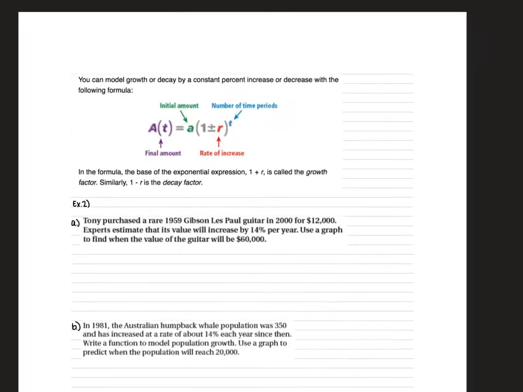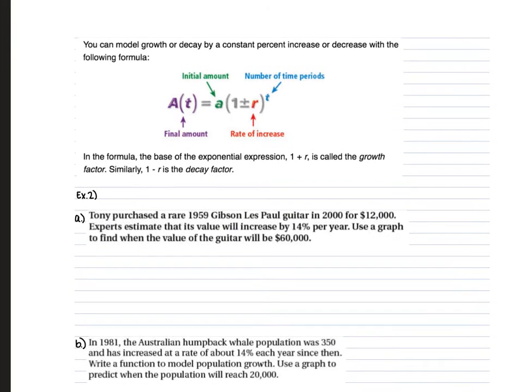Our next part of our lesson deals with this formula, A of t is equal to A times 1 plus or minus r to the power of t. So this here can deal with a growth or a decay, and it's just your initial amount being multiplied by 1 plus or minus your rate of increase or decrease to the power of the number of times or periods.